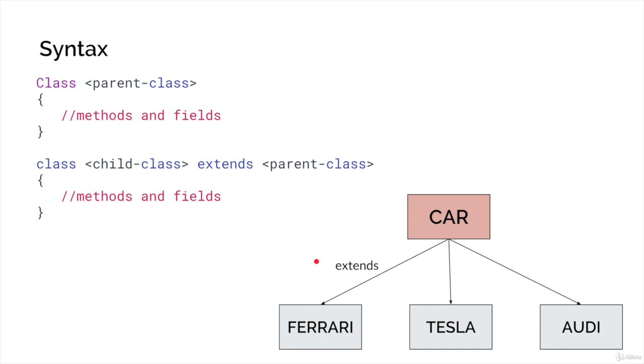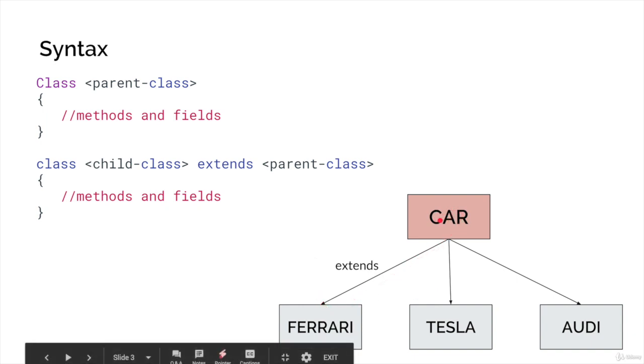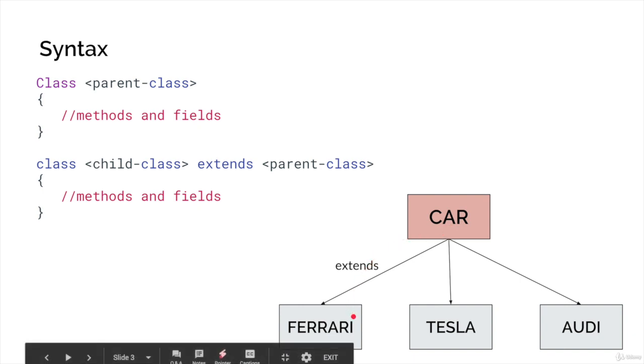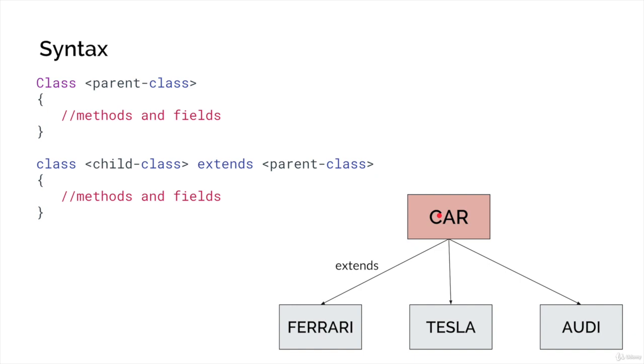So if Ferrari extends the car class, all the methods that we have defined in the car class, and also fields, which means variables, will be accessible within the Ferrari class. So if you have one method in Ferrari and one method defined in the car class, with the help of the extends keyword, Ferrari will have two methods in it: one from the Ferrari class and one from the car class. We'll soon demonstrate this with the help of an example on the IDE.